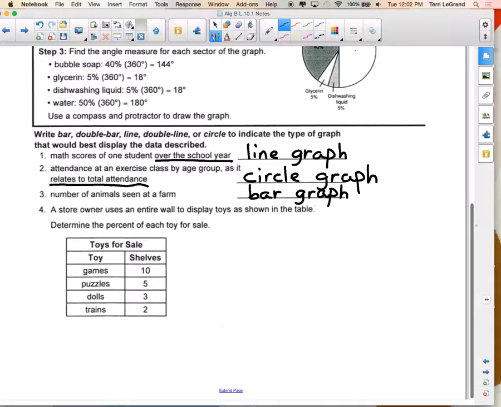So, number of animals by gender, or by color. You can do it by color, white and black, I guess. You don't have chickens. Pigs, I don't know.